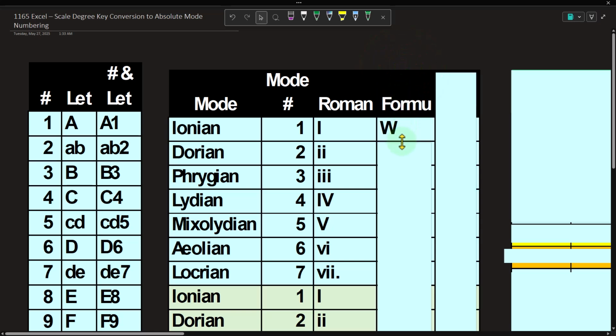So then we have the formula, which is one of the ways we work with it. Remember, the formula is in between these numbers. If we're going from the 1 to the 2, it's a whole step. From the 2 to the 3, it's a half step. From the 3 to the 4, it's a whole step. 4 to 5 is a whole step. 5 to 6 is a whole step. 6 to 7 is a whole step, and 7 back to 1 is a half step.